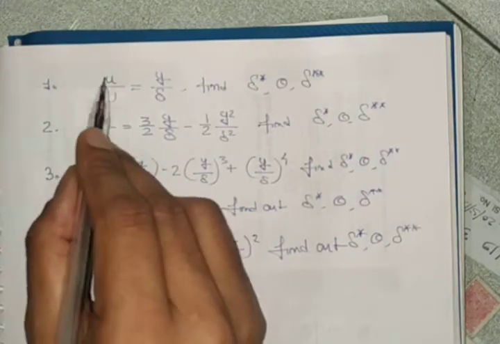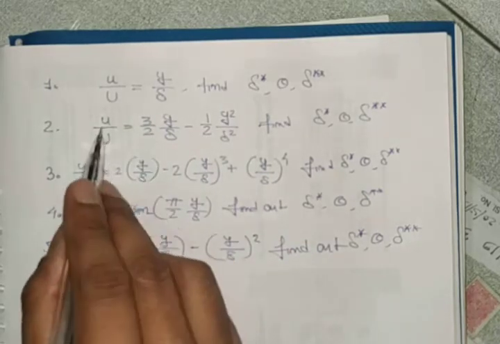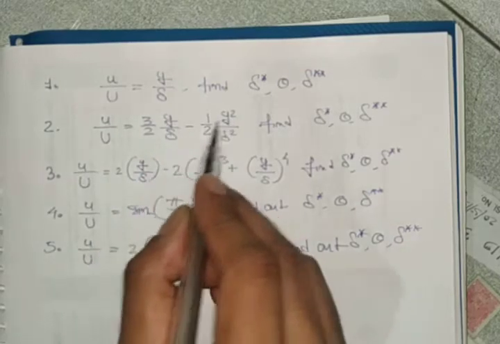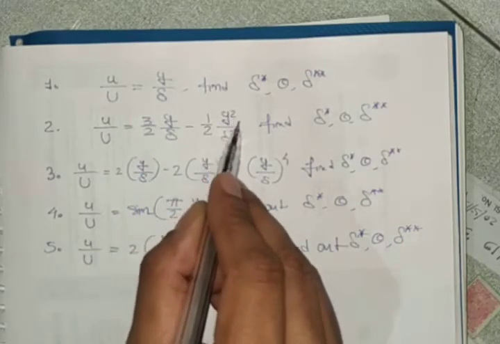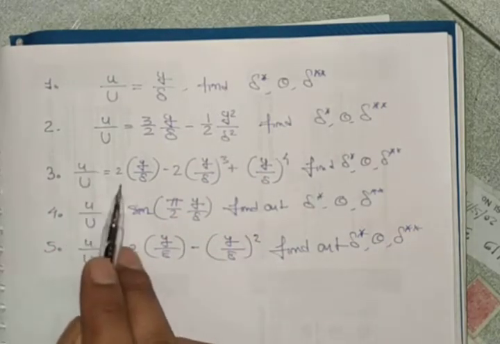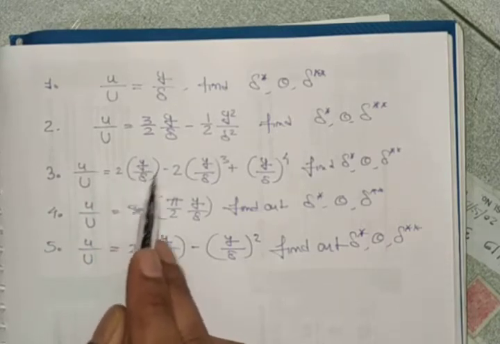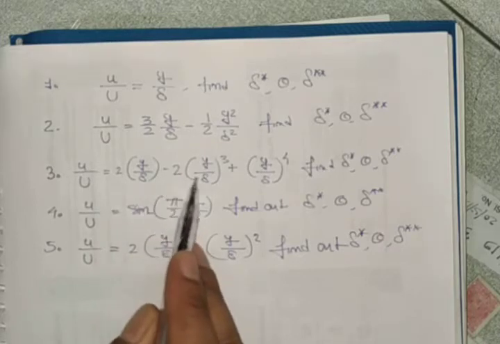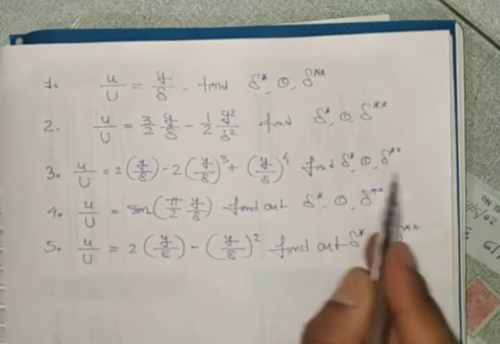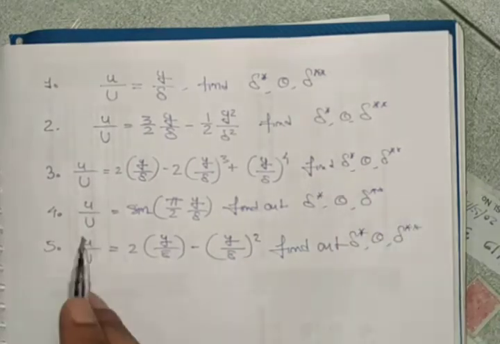Those are the equations: small u divided by capital U is equal to y by delta. Next one is small u by capital U equals 3/2 y/delta minus 1/2 y^3/delta^3. Then small u by capital U equals 2 y/delta minus 2 (y/delta)^3 plus (y/delta)^4. Same, you have to find out delta star, theta, and delta double star.